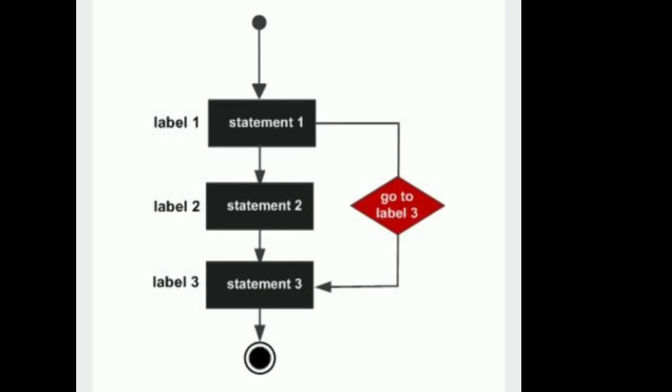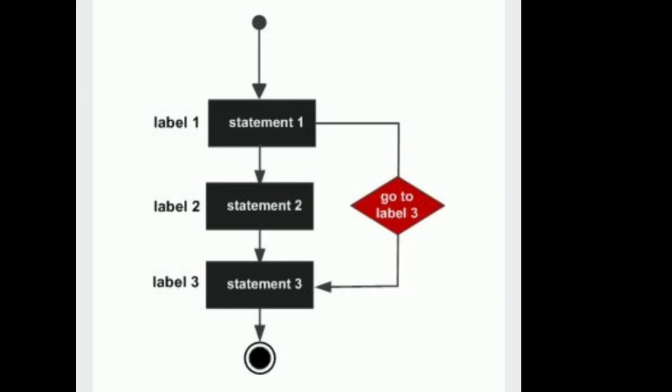Here label means it can be any plain text except C keywords. What are the keywords? That is integer, character, float, double. These are reserved words; otherwise the label can be used anywhere in a C program, above or below the goto statement.